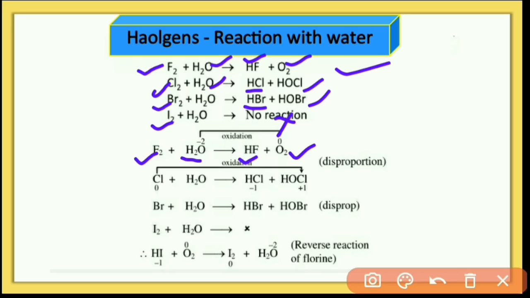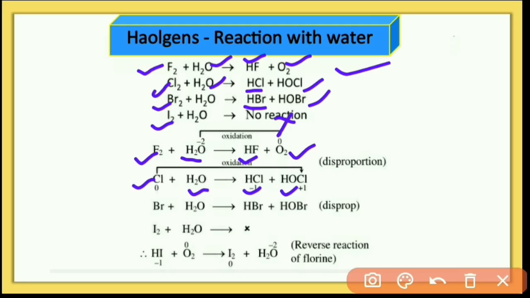Next is the reaction of chlorine with water. It forms HCl and HOCl. Here chlorine's oxidation state changes to 3 different oxidation states. So in this reaction the chlorine atom is oxidized as well as reduced. So 3 oxidation states show up in this chemical reaction. That type of reaction is called a disproportionation reaction.